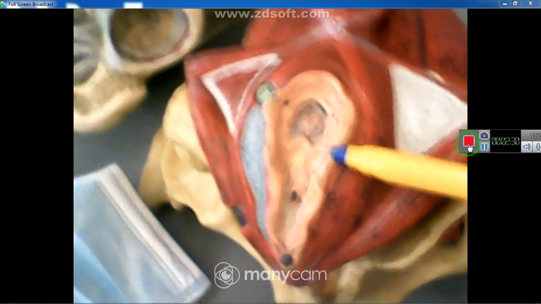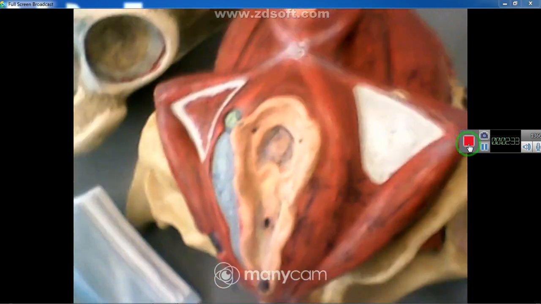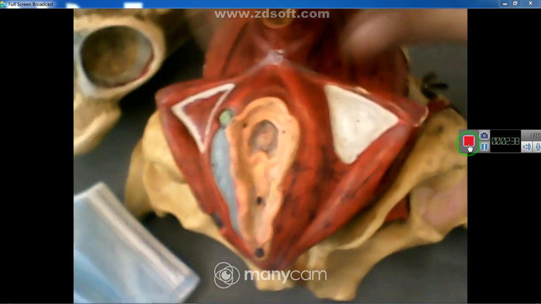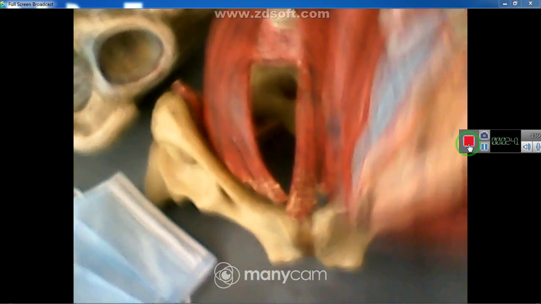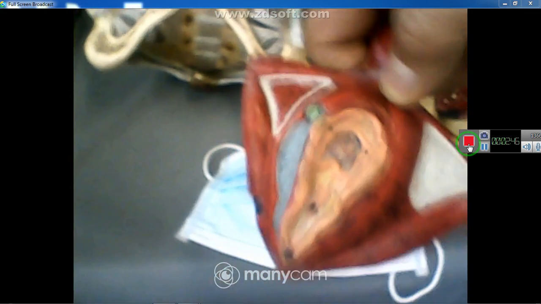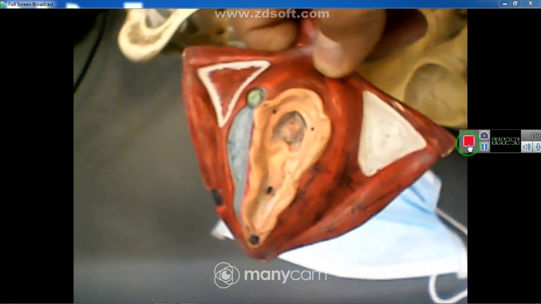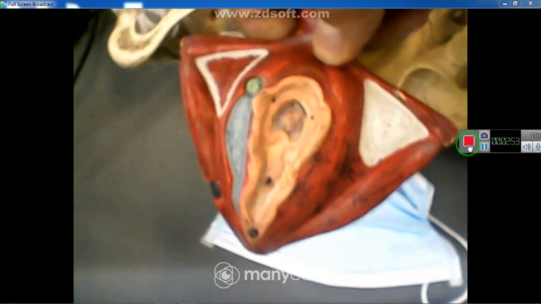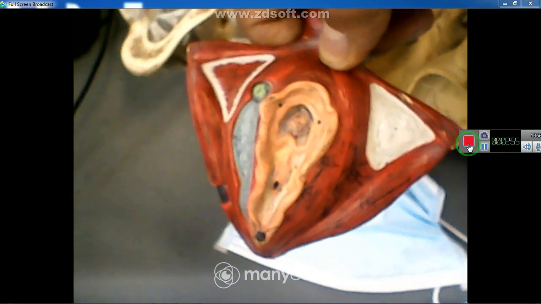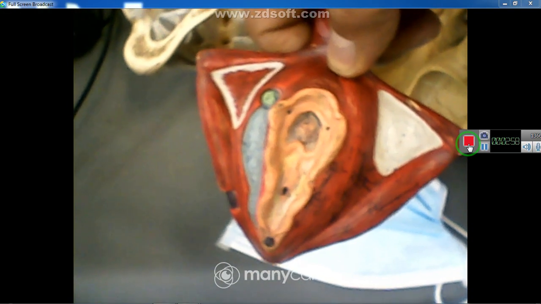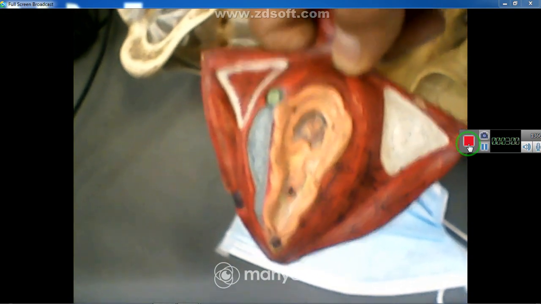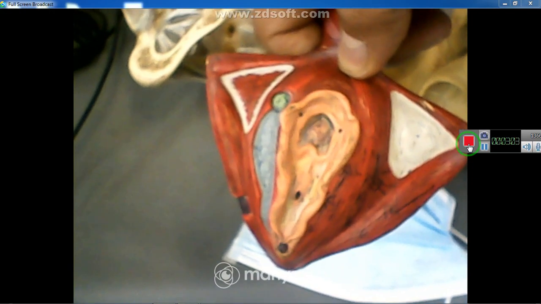I will come back to the urogenital triangle, which is this one. The urogenital triangle is closed by this diaphragm. You can see, this is a triangular piece of soft tissue closing the triangle of the perineum, and this triangular piece closing the urogenital triangle is called the urogenital diaphragm.